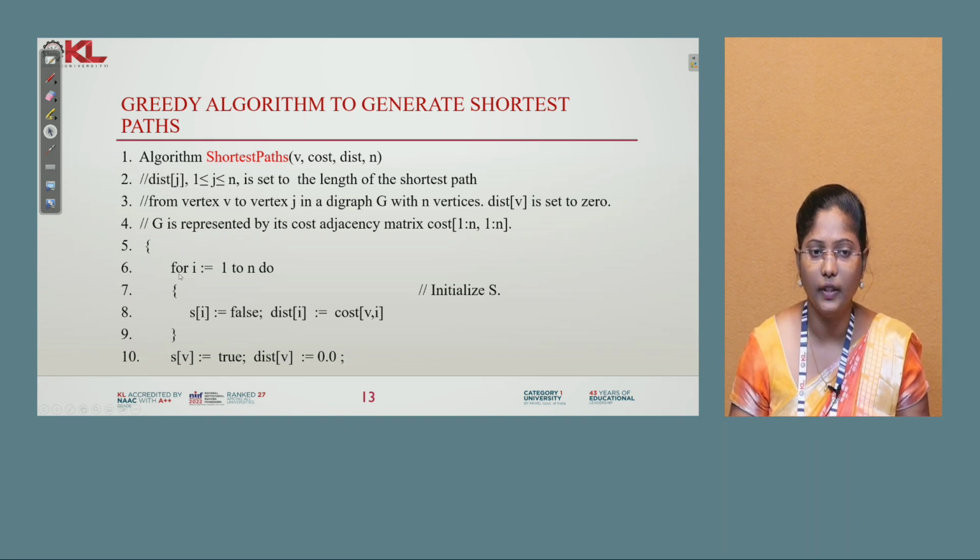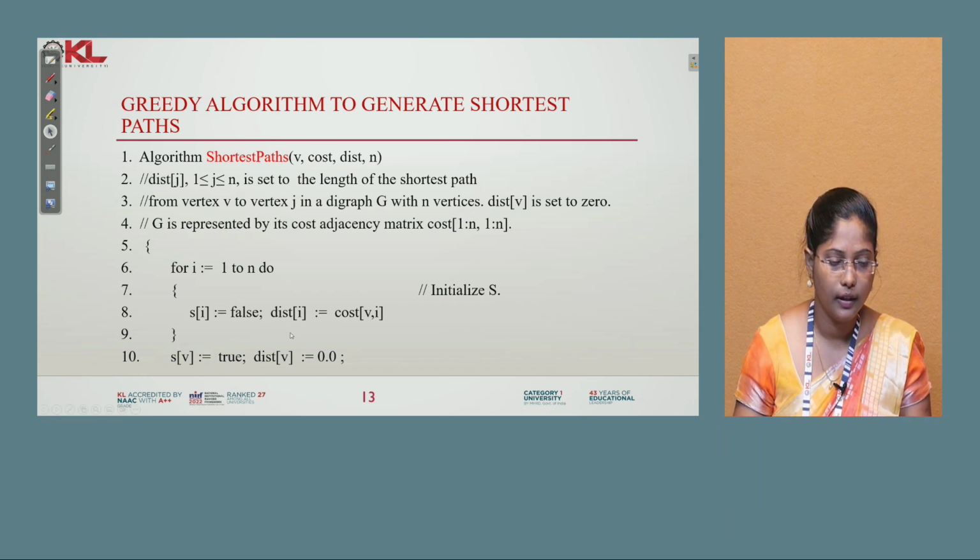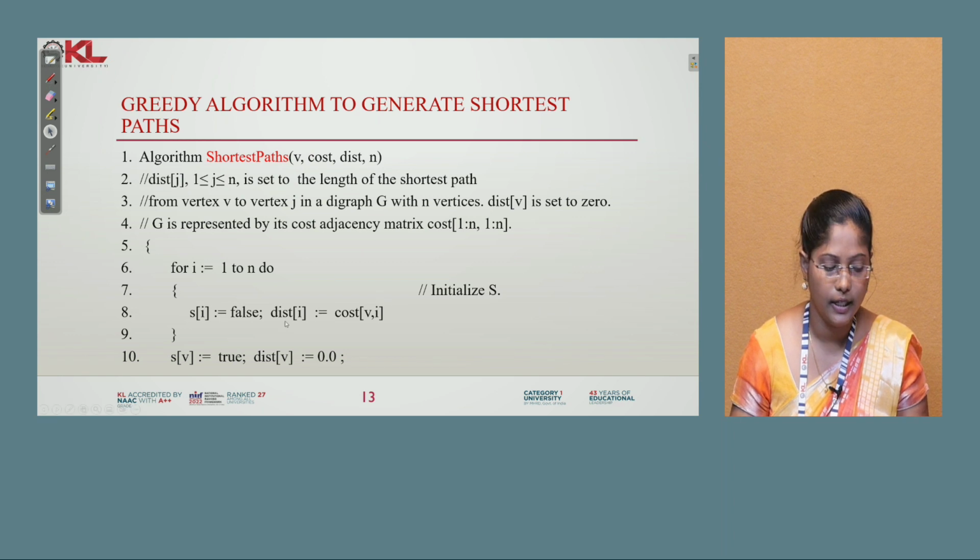Then I am opening the loop, calculating for 1 to n vertices. Then S of I equal to false, distance of I equal to cost of V comma I. For each vertex I, the array S is initialized, and it should be false, okay. Then the distance should be cost of V comma I, and S of V equal to true, then distance of V equal to 0.